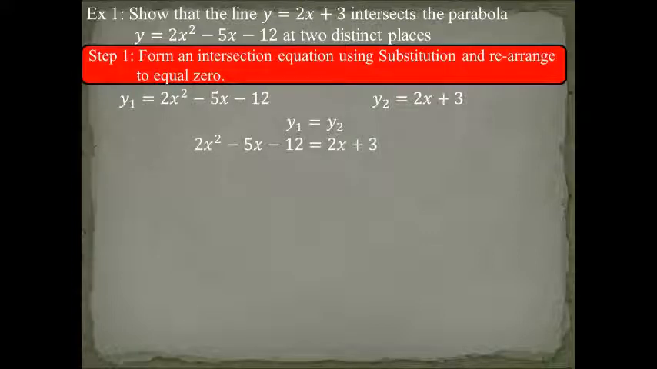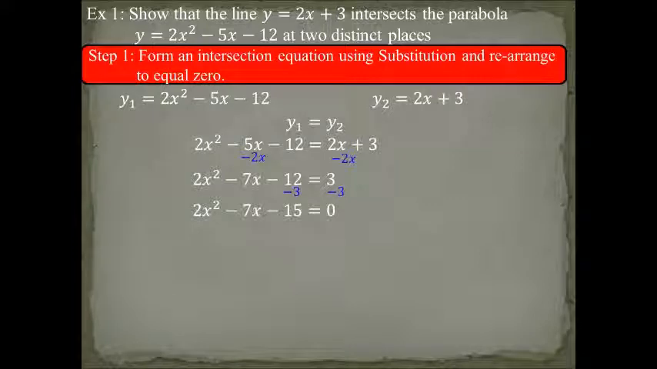Subbing in what y1 equals, which is 2x squared minus 5x minus 12, and what y2 equals, which is 2x plus 3, we then gain this equation. This is the intersection equation, but it's not in a form where you've gathered like terms. So my next step is to gather the like terms and equate it to 0. It must always be equal to 0 for you to use the discriminant. The rules of quadratics stipulate that it must equal 0 before you can use the discriminant. That still applies even though it's an intersection equation quadratic.